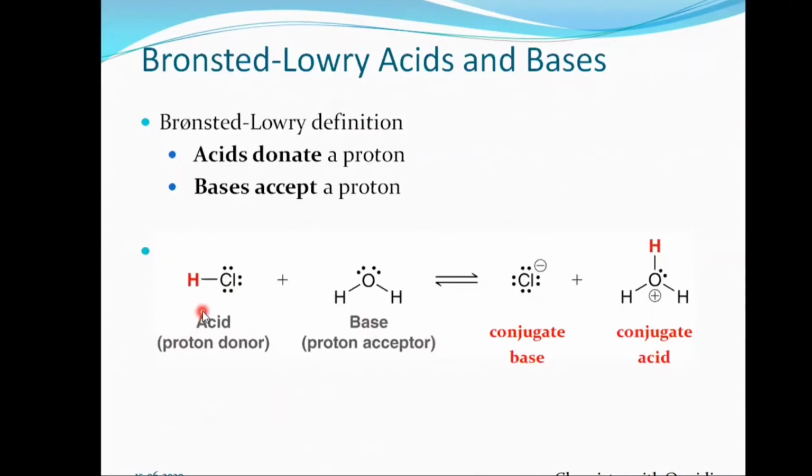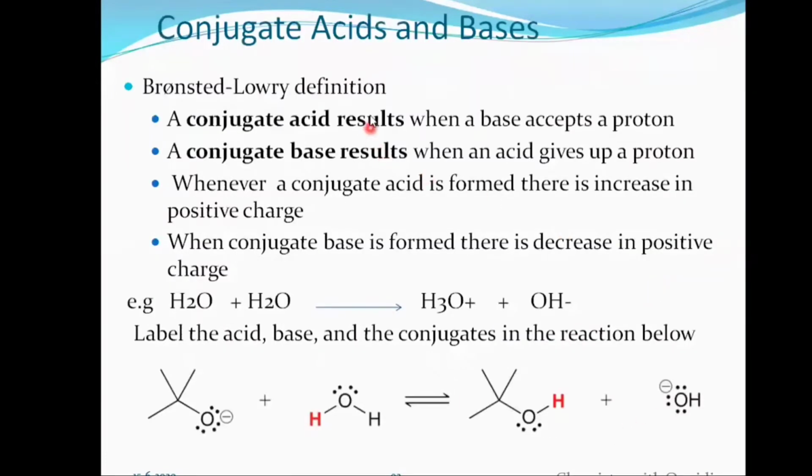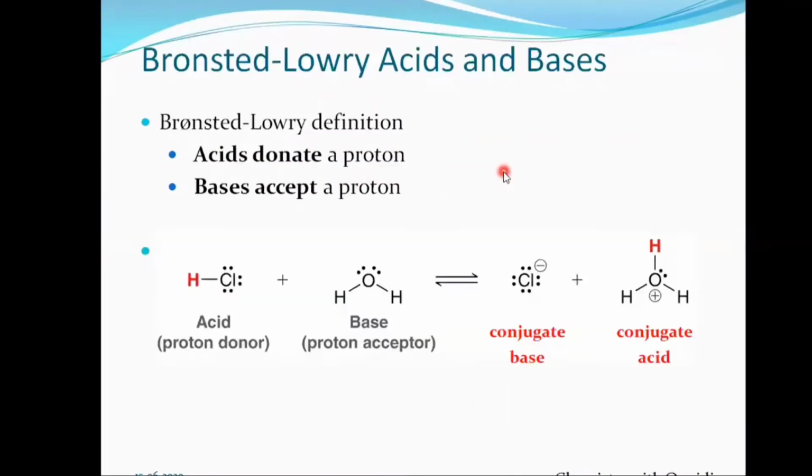Whenever an acid is strong, its conjugate base will be weak. HCl is a strong acid, so its conjugate base will be weak. And water, which is amphoteric, is a weak base, so its conjugate acid will be strong. So you can define this in a simple way: a conjugate acid results when a base accepts a proton, and a conjugate base results when an acid gives up a proton, as you can see in this example.